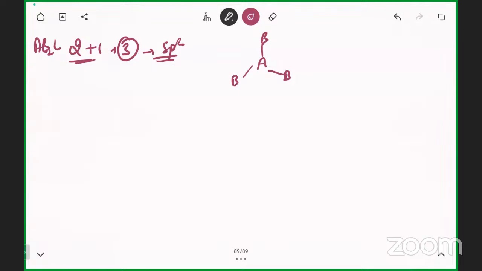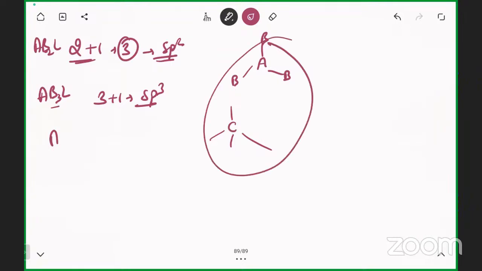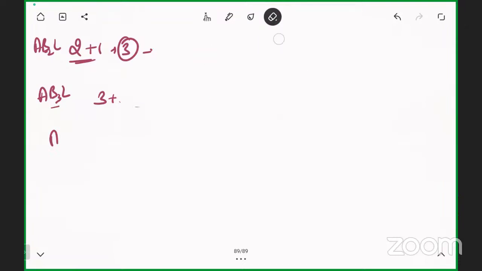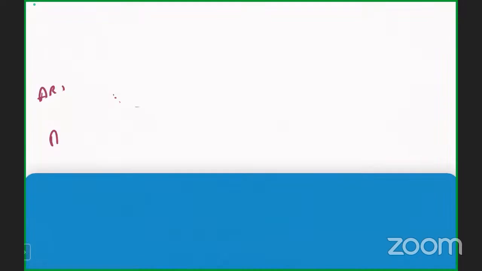For example, AB3L type means 3 bond pair, 1 lone pair, so sp3. In case of sp3, the shape was tetrahedral. This is all our geometry. So for remembering geometry, you can use this thing. But in case of lone pair, you cannot.